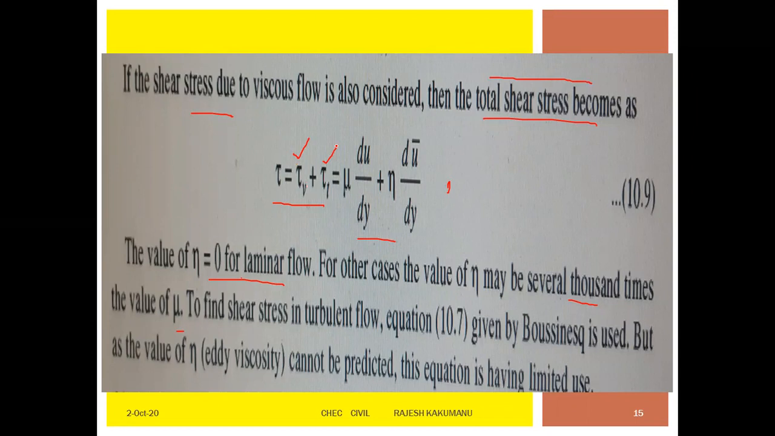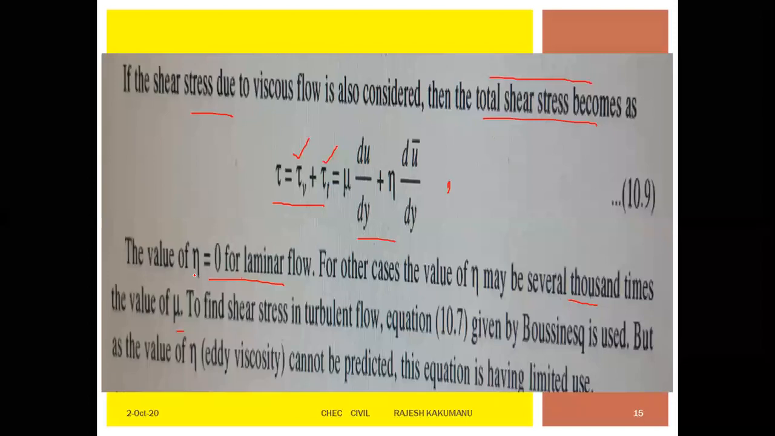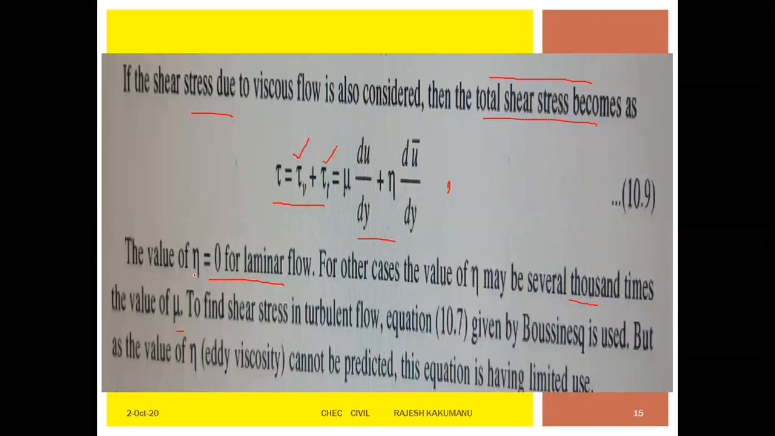That implies mu of du by dy plus eddy viscosity into d u bar by dy. Therefore, eddy viscosity is 0 for laminar flow and eddy viscosity is high for the other case, that is the turbulent flow. This equation is limited only for some usage, right? When you get a question of finding the values for total shear stress, you have to apply this one and write the answer, right? So with this, we have completed the 3 derivations by using Bernoulli's equation.